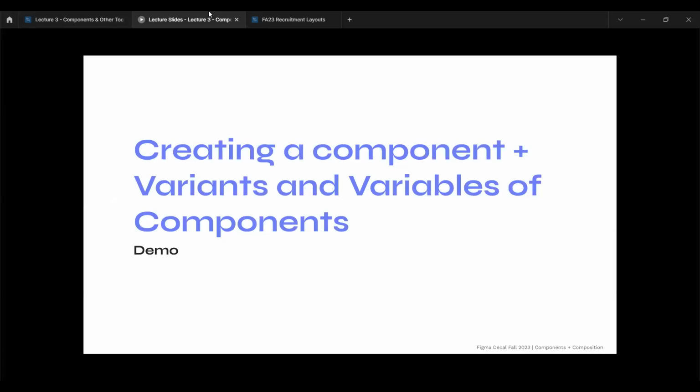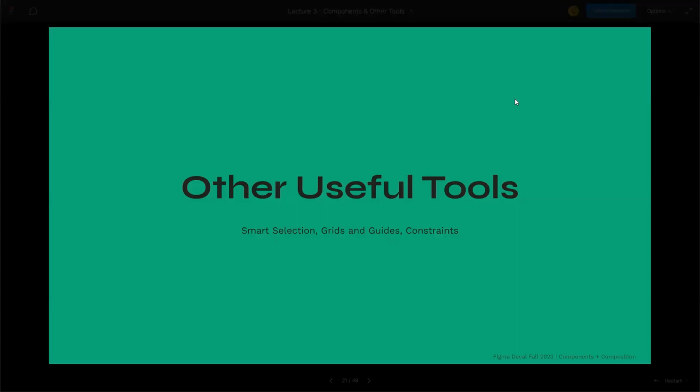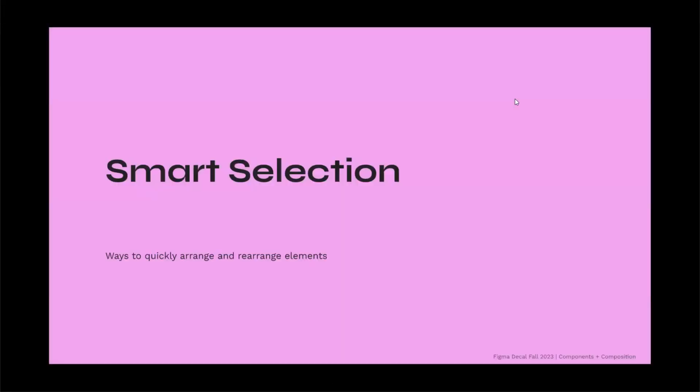Okay, so going back to the lecture. Other useful tools that we're going to go over in this lecture are smart selection, grids and guides, and also constraints.